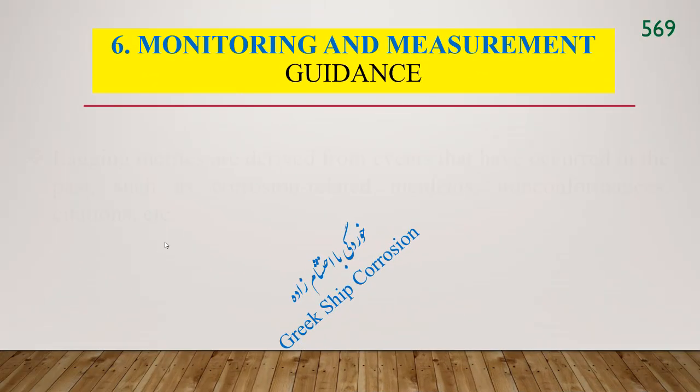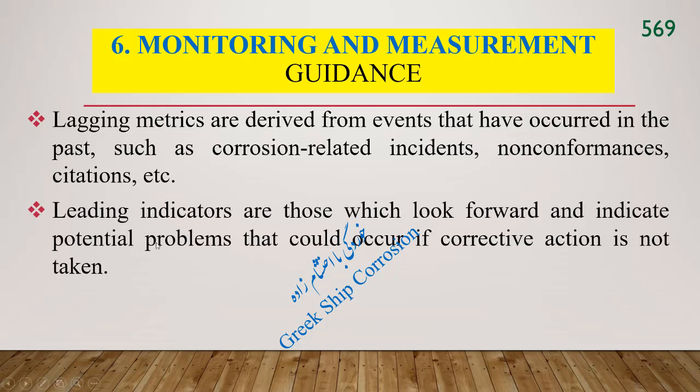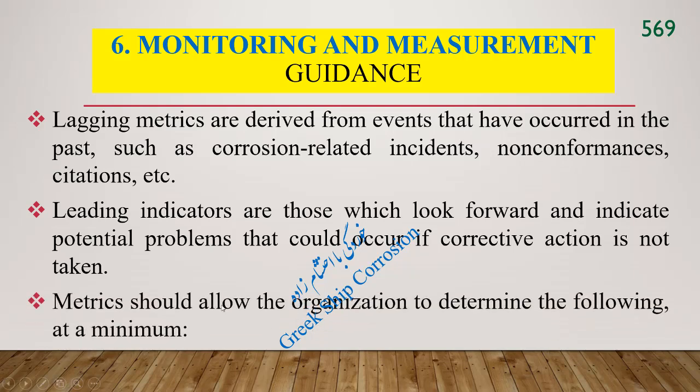Guidance. Lagging metrics are derived from events that have occurred in the past, such as corrosion-related incidents, non-conformances, citations, etc. Leading indicators are those which look forward and indicate potential problems that could occur if corrective action is not taken. Metrics should allow the organization to determine the following at a minimum.